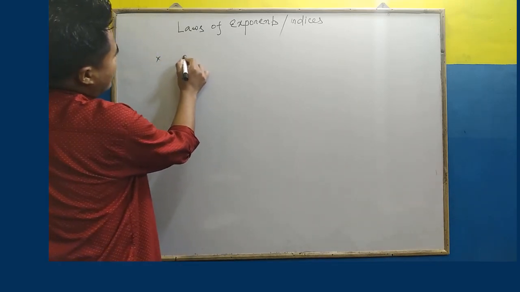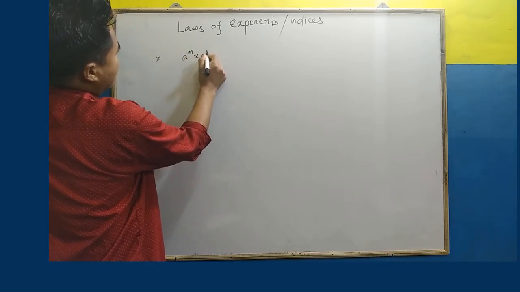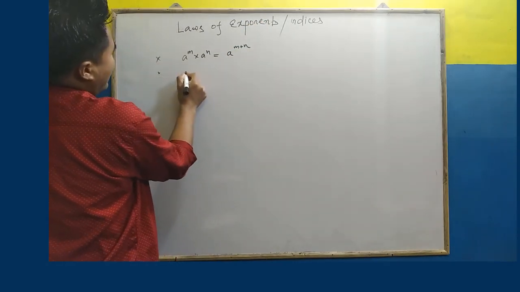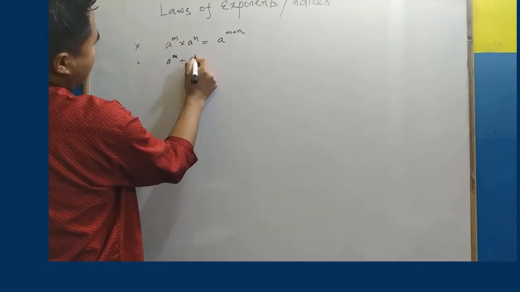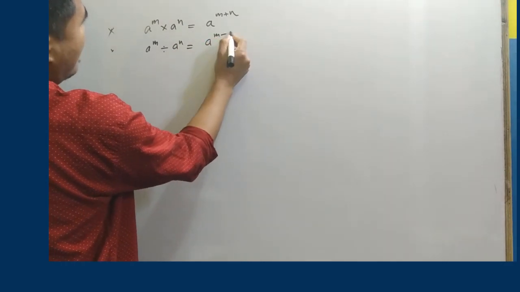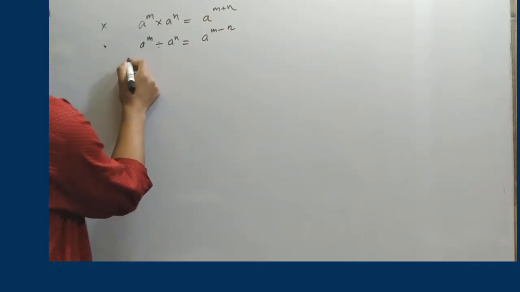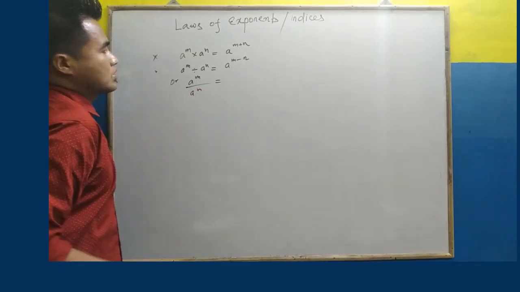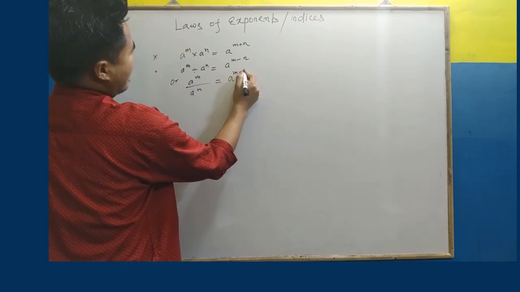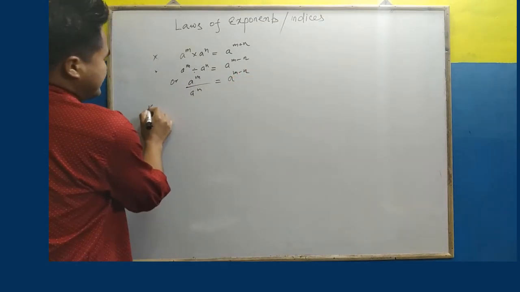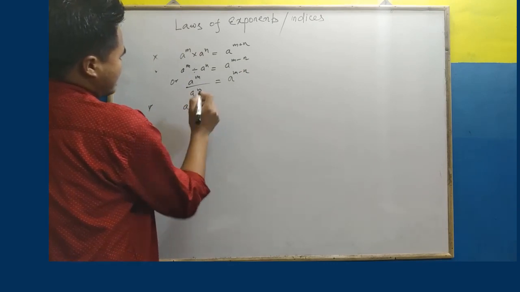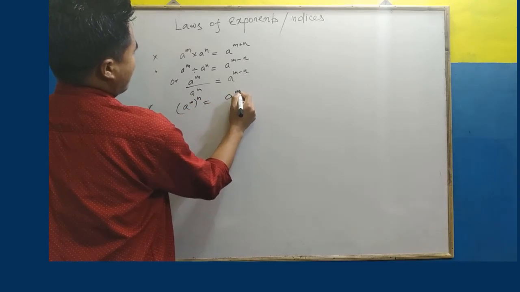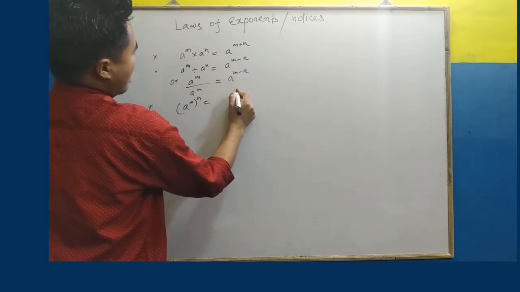We have a to the power m into a to the power n, which is equal to a to the power m plus n. Or I have a to the power m divided by a to the power n, which is equal to a to the power m minus n. Let me write this one again, a to the power m divided by a to the power n, same thing here, I'll get a to the power m minus n. Then I also have a to the power m, all to the power n, which is equal to a to the power mn.